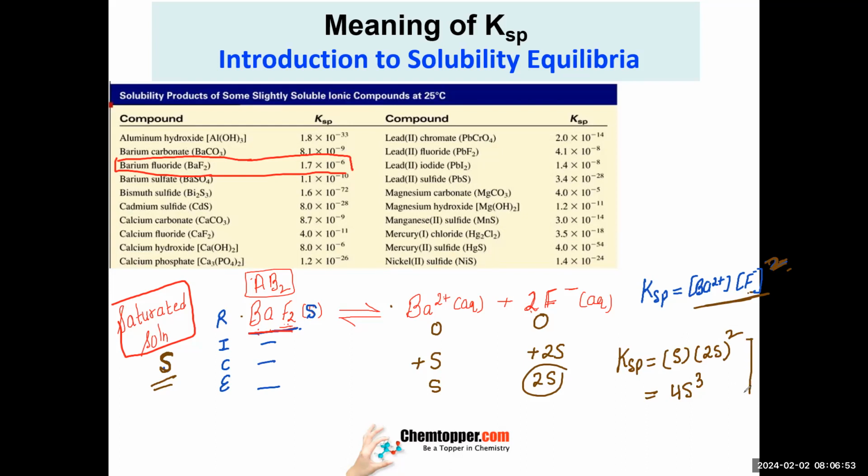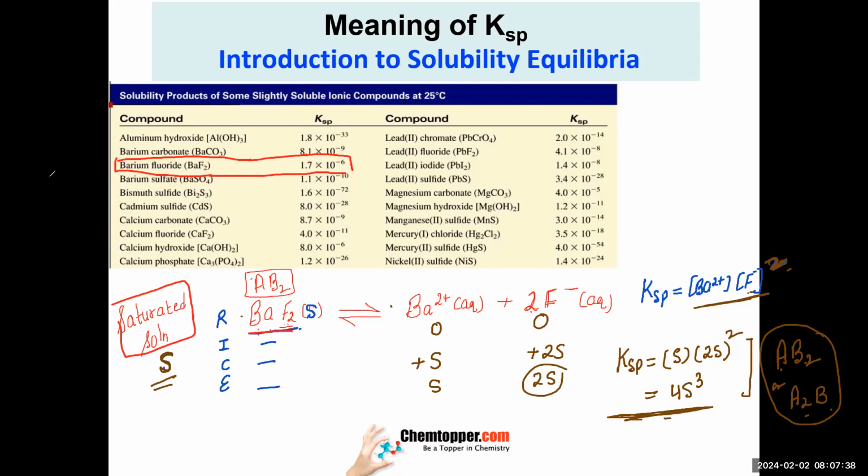For any AB2 type salt or A2B type salt, if you have a salt of this ratio, 1 is to 2 or 2 is to 1, the Ksp expression in terms of molar solubility will become this. Those who are not getting it can ask their questions. Afan, you're understanding? Afan, answer please. No, you can work it out.